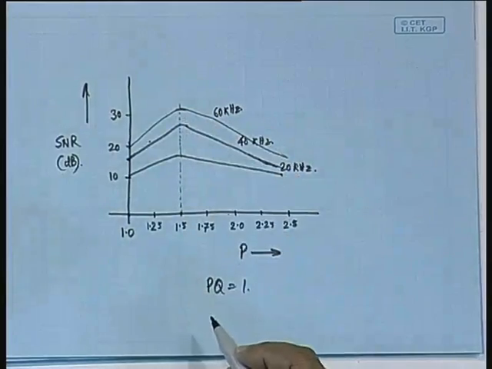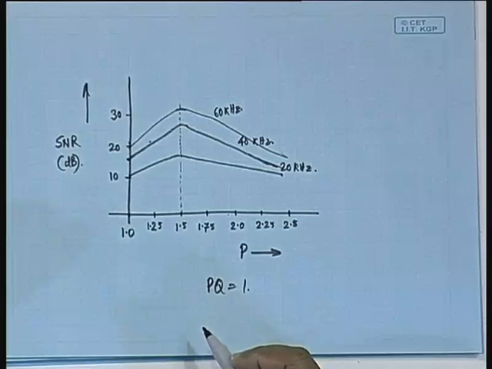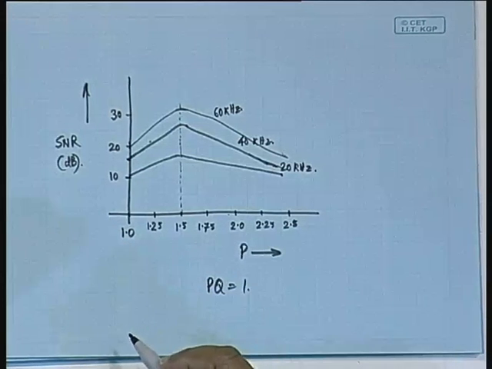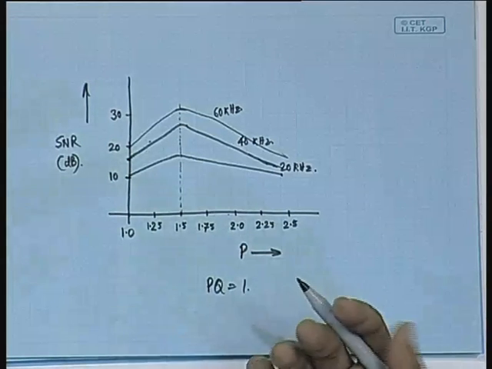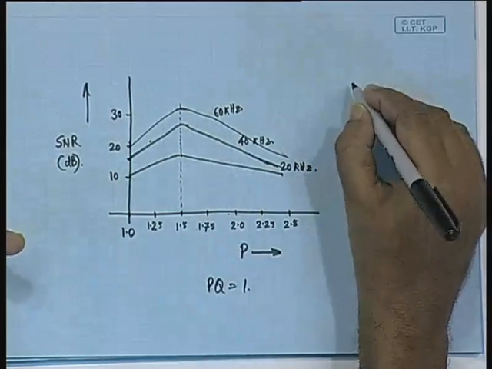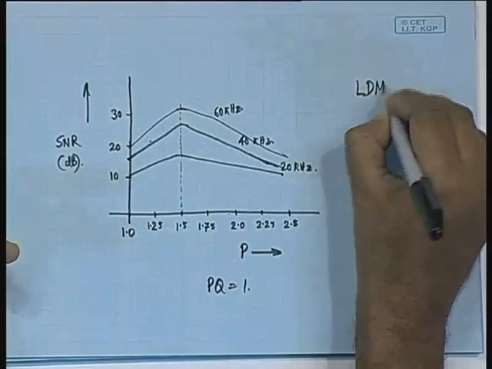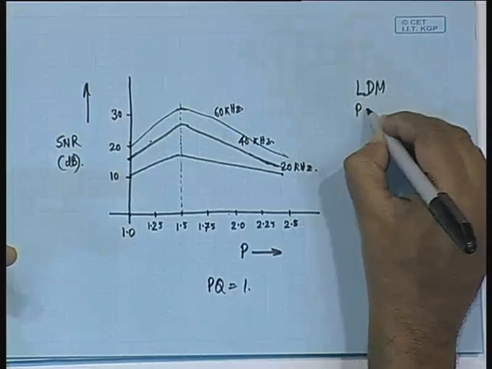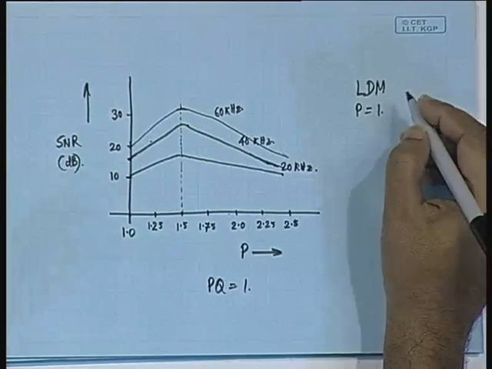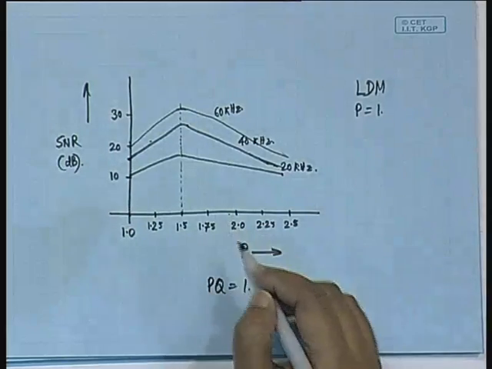So, there is a stage where we reach this, and look at the case for P equal to 1. What is the interpretation of P equal to 1? P equal to 1 is a degenerate case of LDM, the linear delta modulator. So the linear delta modulator is observed with P equal to 1.